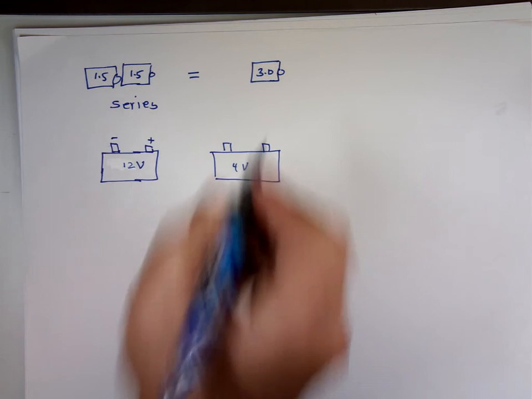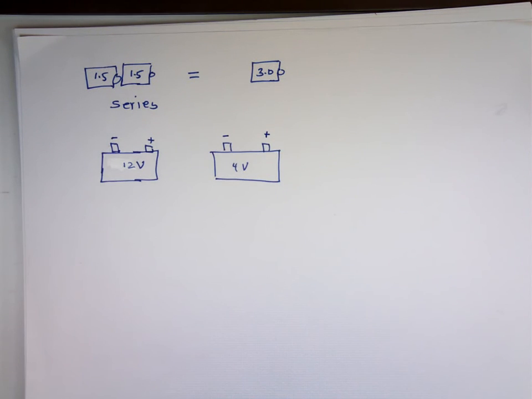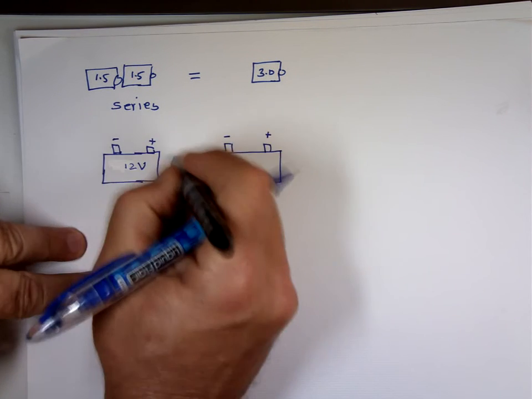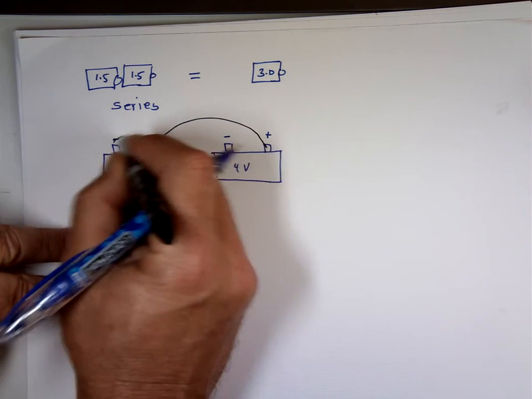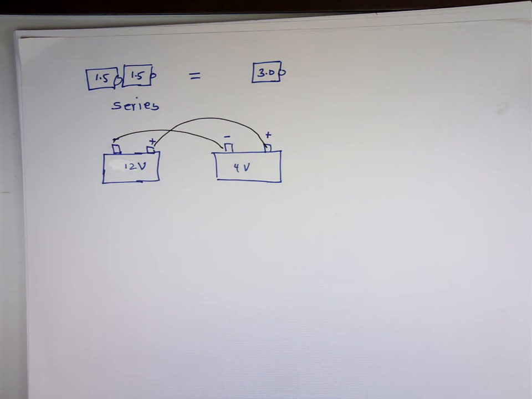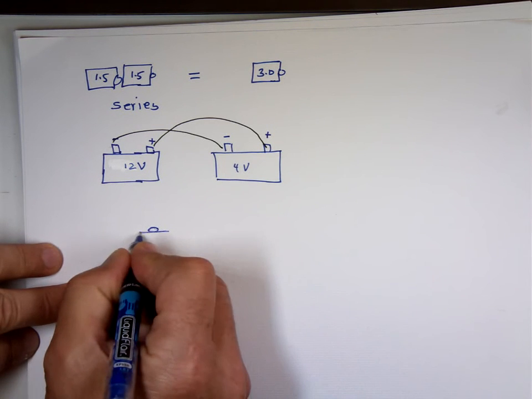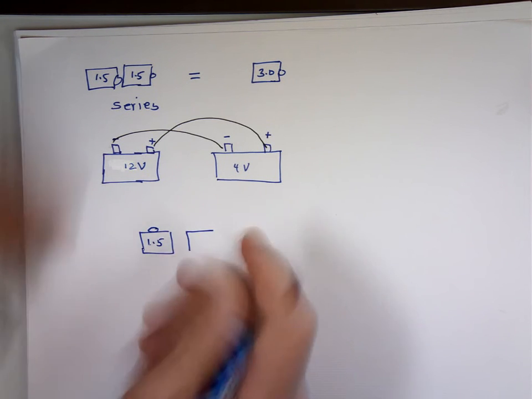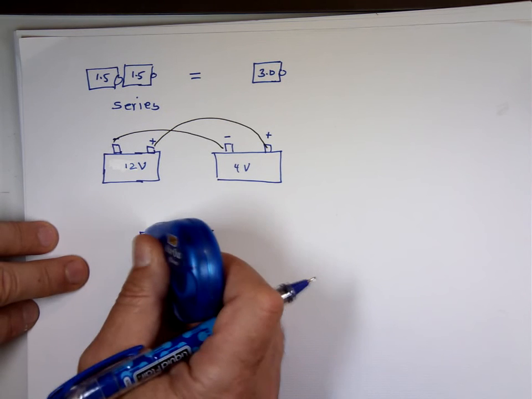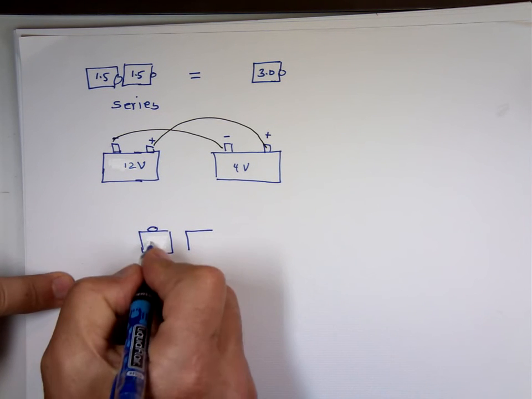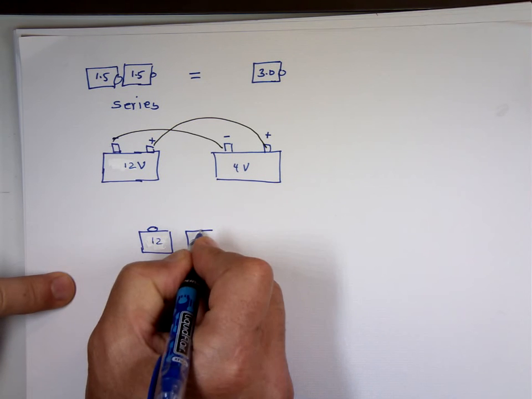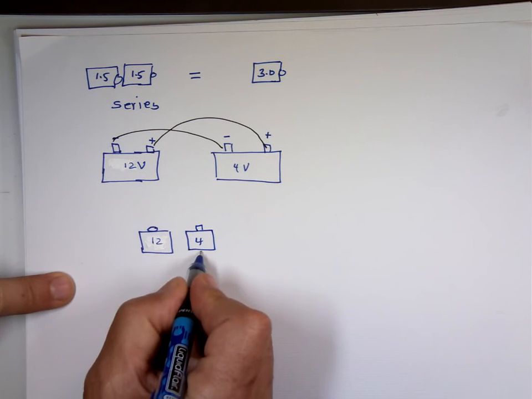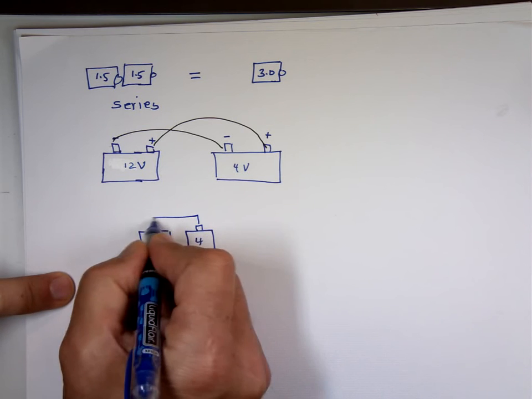So what do you do? You jump start your car. How do you jump start your car? You take a good car that's running, and you attach what? The plus to the plus, and you attach the minus to the minus. Now what you did is like taking 2 batteries like these. One is 12 and one is 4. And you attach them in what we call parallel. You put a wire there, and you put a wire here. That's called parallel.